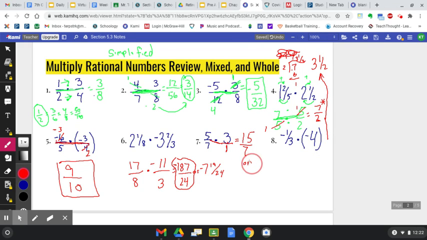Or, right, 7 goes in there twice, right? 7 times 2 is 14, so there's 1 out of 7 left over. So either way there. Right here, again, going in, we have a negative times a negative. So I have negative 1 over 3, and this would be negative 4 over 1. So negative times negative is positive 4. 3 times 1 is 3, right, which is fine, or 3 goes in there once with 1/3 left over. Either way is okay.